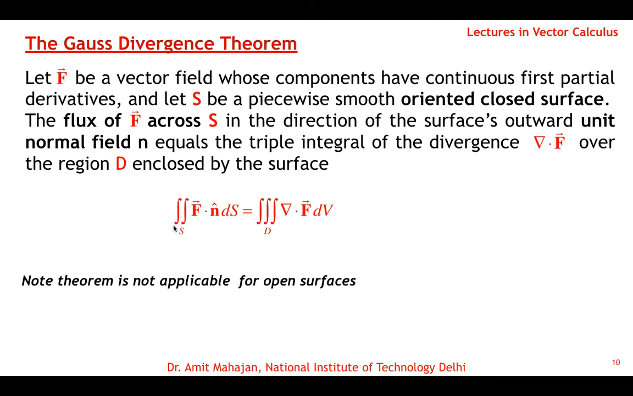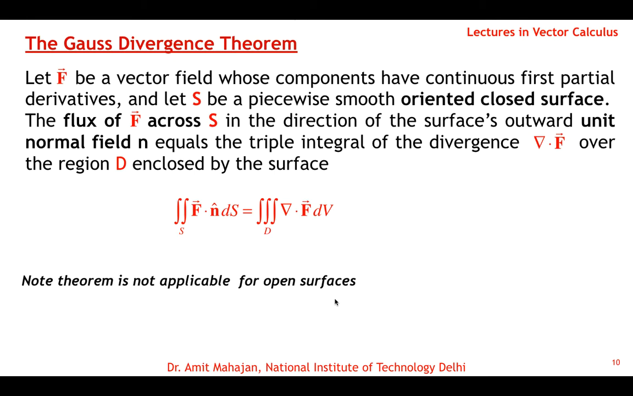Okay, so we already know that the double integral of F dot N dS is the flux of the field F passing through these surfaces. This theorem says that if your surface S is a closed surface, then we can calculate this flux through the surface by calculating the triple integral over the volume of the surface, the triple integral of the divergence of the field over the volume. Clearly, this theorem is used only for closed surfaces, and so the theorem will not be applicable for open surfaces.